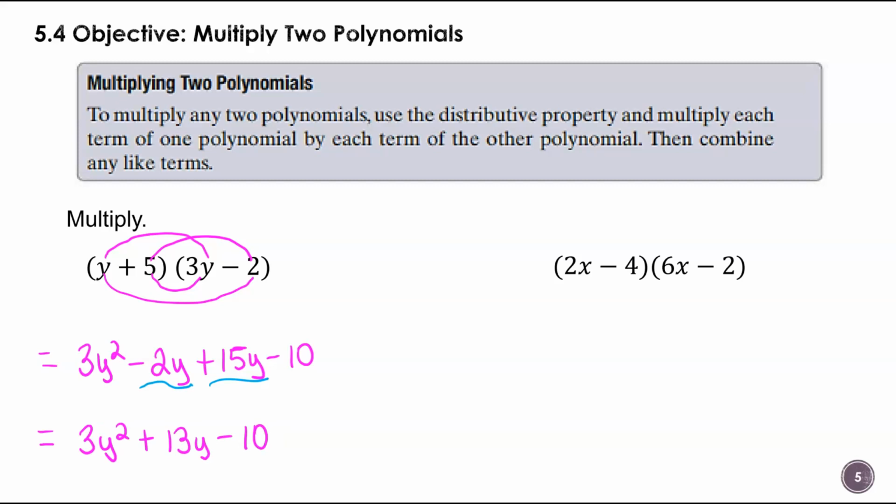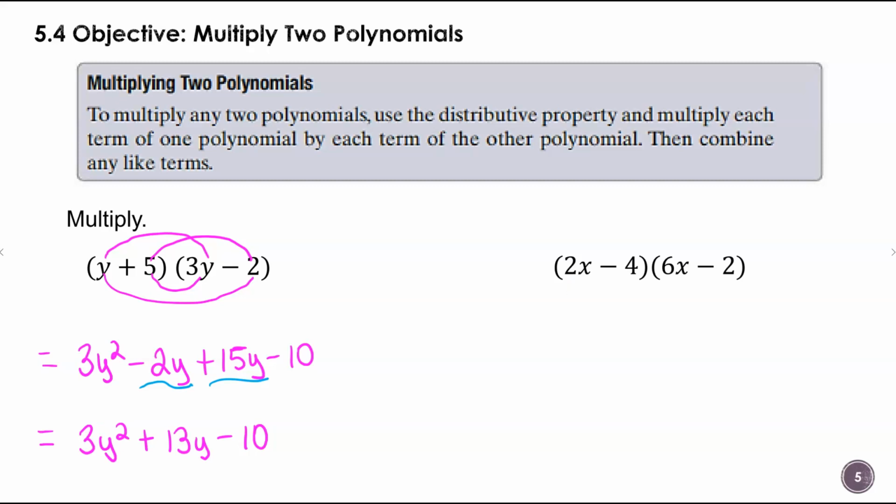You always want to check for like terms so that you can combine them if needed. So you don't want to leave them separated. Once you know how to do like terms, which we learned in section 5.3, then you have to use that on this section. Okay, so distributive property simply means I'm going to distribute the first term with both of the other terms, the two terms in the other parenthesis.